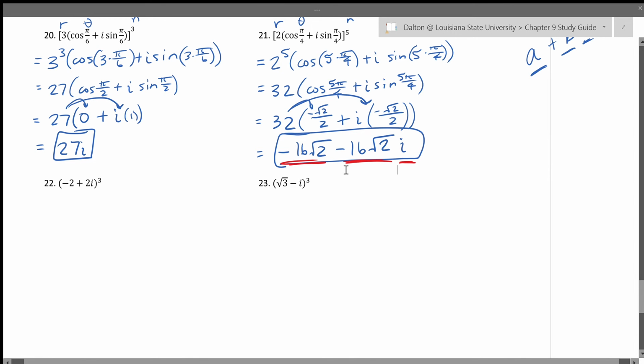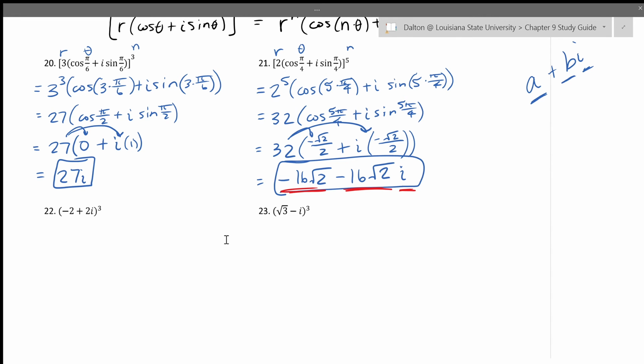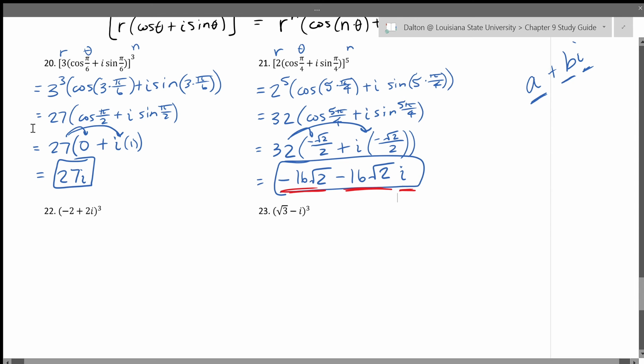The question is still the same. I still want you to simplify this answer in rectangular complex coordinates, or in that form, except you have to do a little bit of work to get there. Notice 20 and 21 were pretty straightforward. I plug it into De Moivre's theorem and I simplify and I'm done. For the rest, we need to first convert it into polar form.